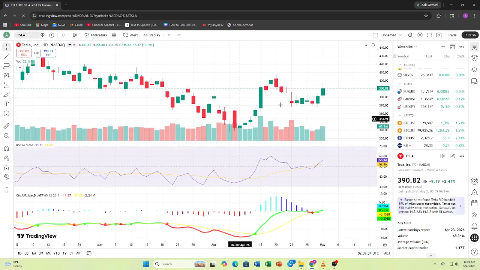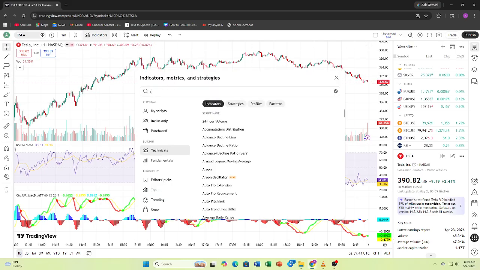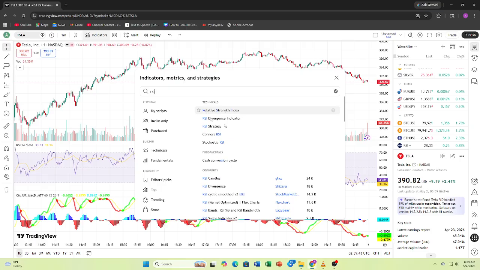Now let's add some indicators to improve analysis. You can add RSI for momentum and MACD for trend confirmation. Next, mark support and resistance levels. These levels show where price often bounces or reverses.